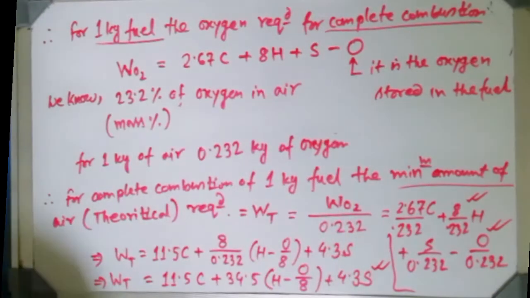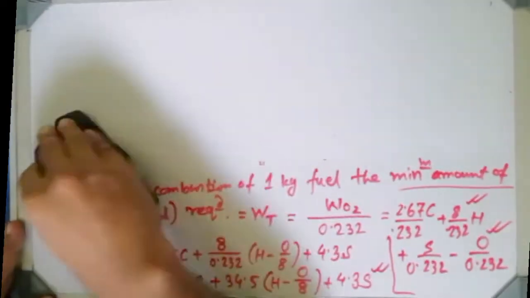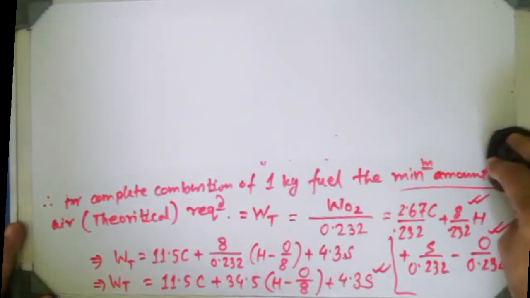Thank you. So this expression will help us find out the minimum amount of air we need to supply for complete combustion of 1 kg of fuel. Obviously, I already told you that this minimum amount of air will not always serve our purpose, so we have to supply some excess amount of air to complete the combustion. If that is the minimum amount of air, then we have to find out what the actual amount of air supplied is.